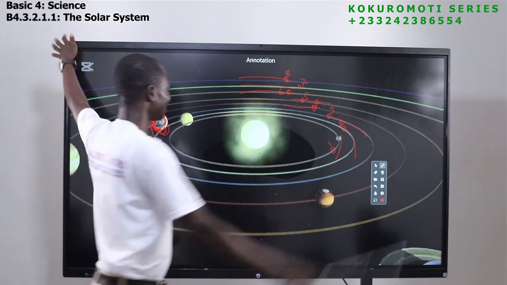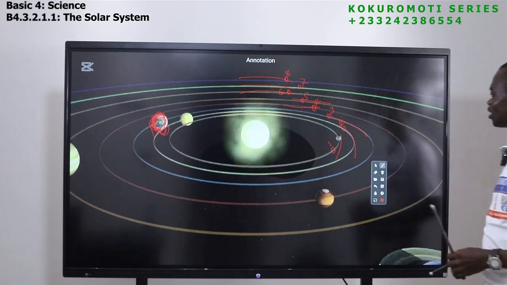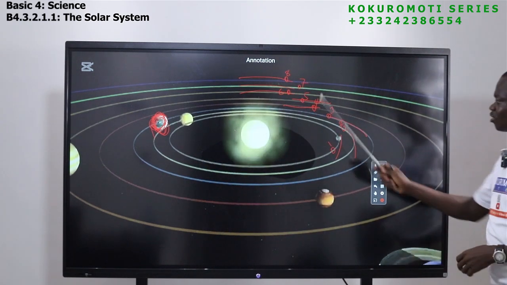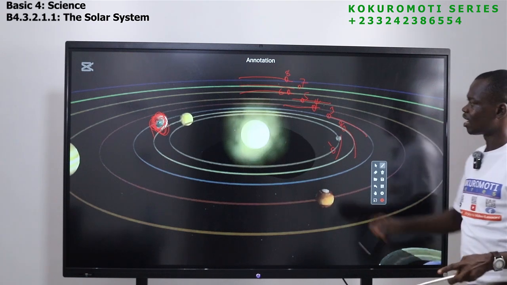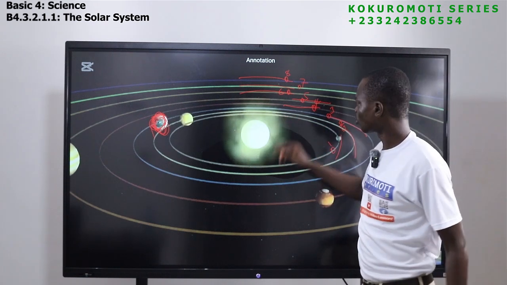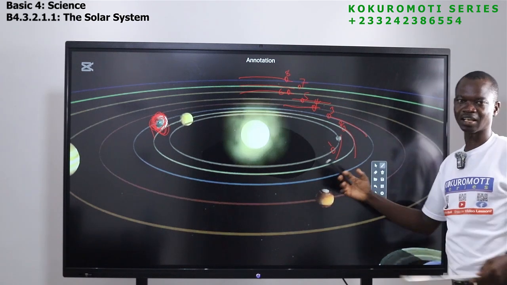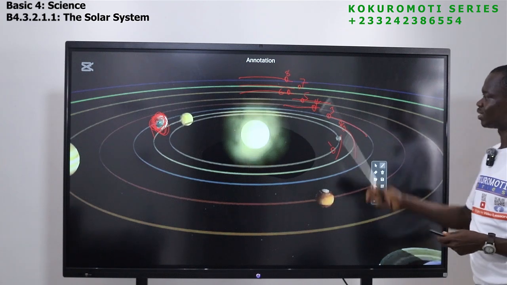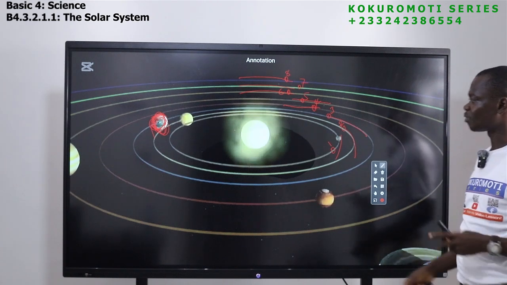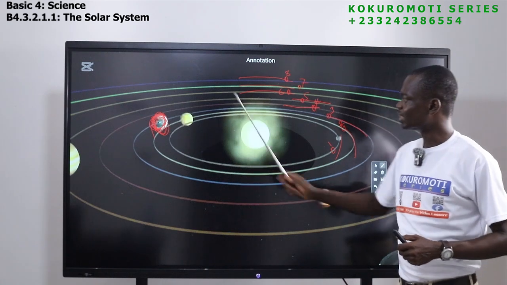Okay, so this is all that you need to know about the solar system for now. If you have questions, feel free. Always, we have the sun at the center, and if you look at the size of the sun, compare it to the rest of the planets, you see that the sun is bigger than all of them. It's larger than all of them.